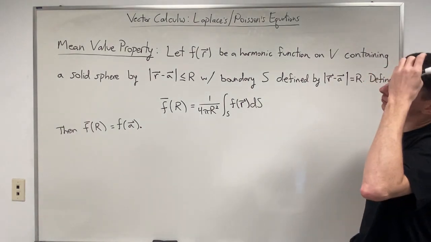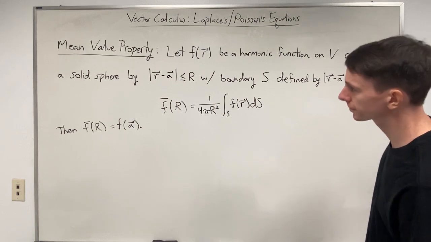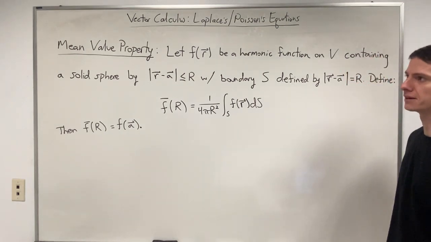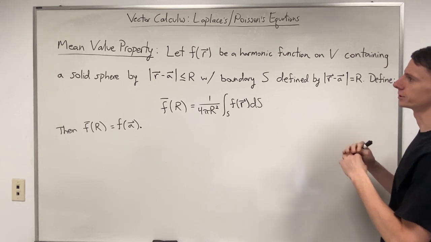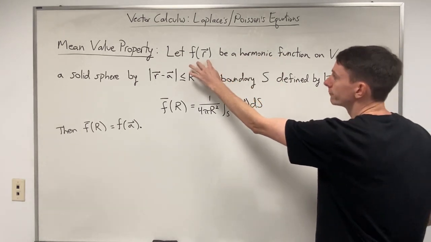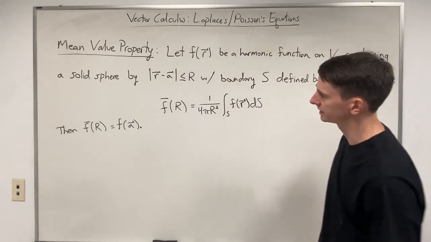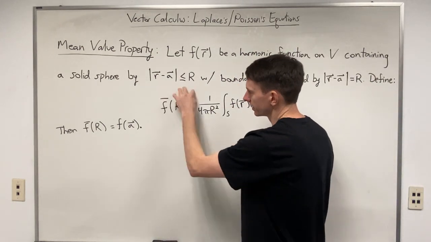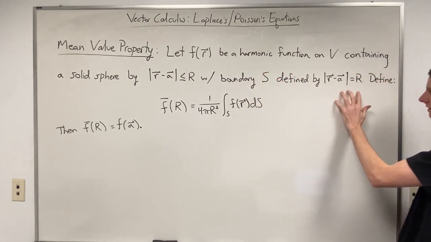All right, so we have the first property of harmonic functions up here. It's called the mean value property. It's an interesting one, so let's go through it together. It says here that we're going to define a harmonic function f of r on a volume V, which contains a solid sphere, parameterized by this equation right here, with a boundary S defined like this.